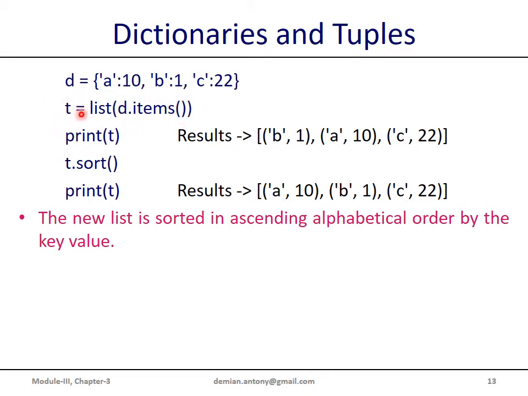I have a T with a list of tuples having key value pairs. Then we sort. So by default it is ascending order. Reverse is equal to true is not written here. Ascending order. Then finally you print the list of tuples. Now we have a result with the list of tuples where each tuple is sorted according to the key of a dictionary. So A, B, C are the keys.